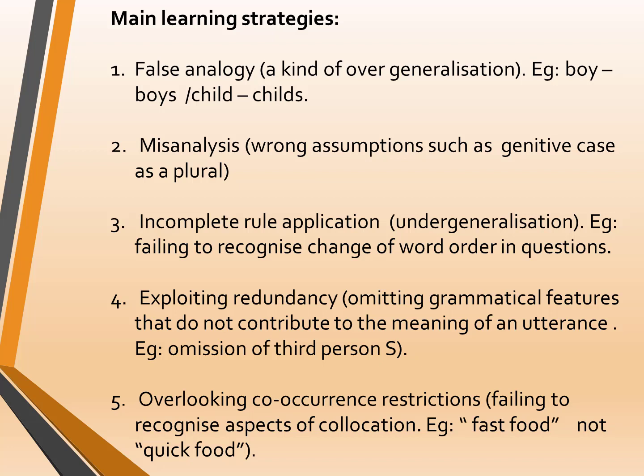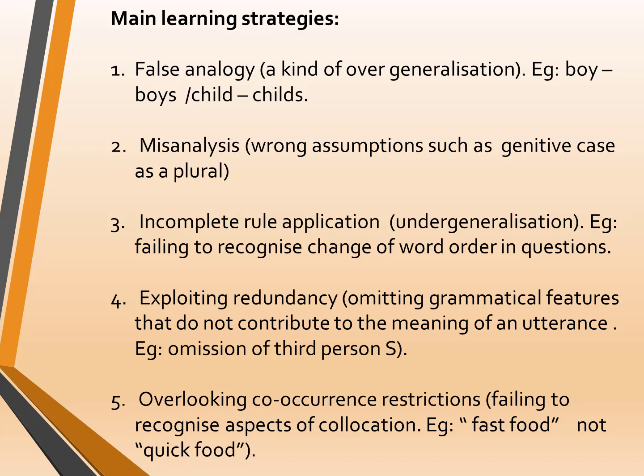This is the case, for example, of word order in English. Word order, subject, verb, needs to be inverted for questions, something that most students fail to do at the beginning of their learning. The fourth and very common learning strategy that students use is exploiting redundancy. That is, they tend to omit grammatical features that are not necessary so as to convey meaning. This is the case of the famous omission of third person s.